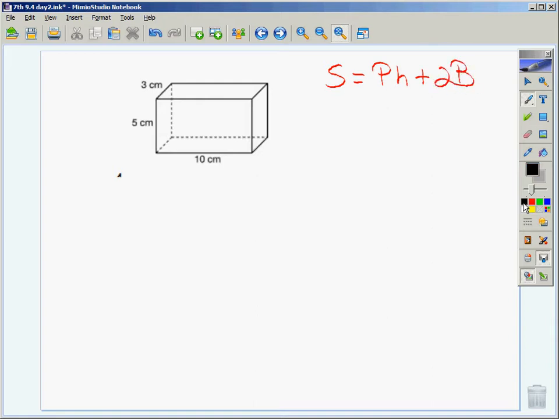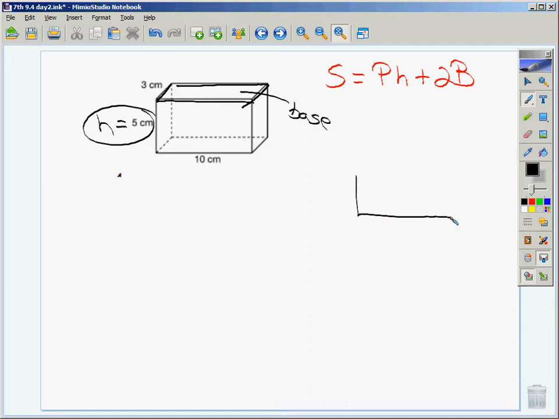Surface area is equal to pH plus 2B. The first thing I want to identify in this is what I want to use as my height. Summer, what would you pick? The 5. By the way, because it's rectangular, it doesn't matter. You'll see in the next problems it makes a difference, but in a rectangular prism, it doesn't matter what you identify. It just matters that if this is the height, then this piece right here is the base.